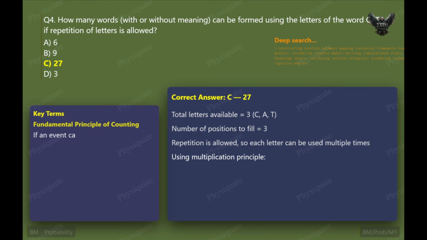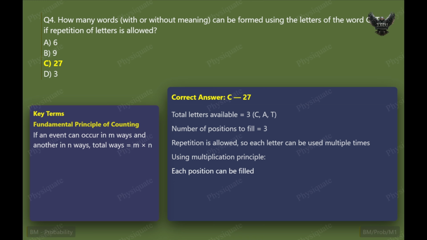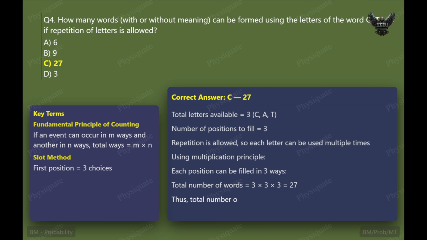Now let us consider the fundamental principle of counting. If an event can occur in m ways and another in n ways, total ways equals m times n. Each position can be filled in 3 ways. Let us examine the slot method. First position equals 3 choices. Total number of words equals 3 times 3 times 3 equals 27. Thus, total number of words formed equals 27.